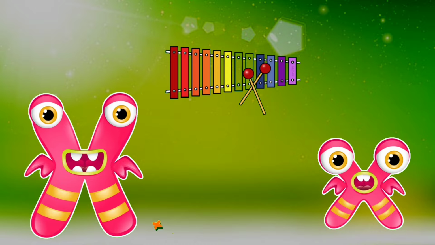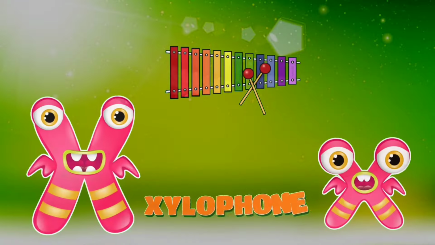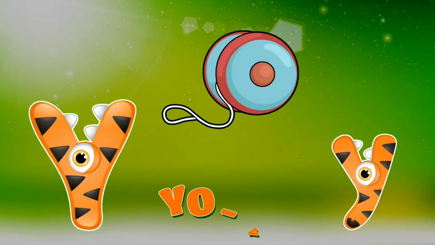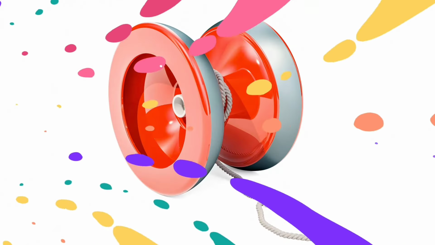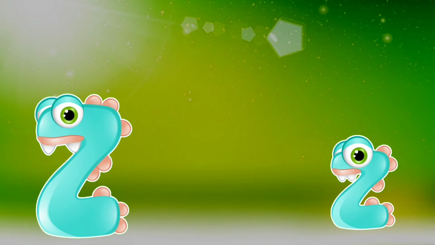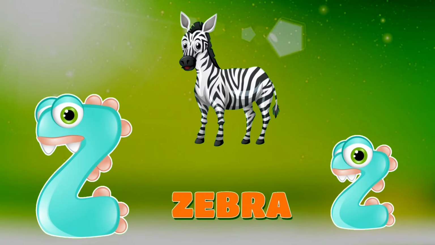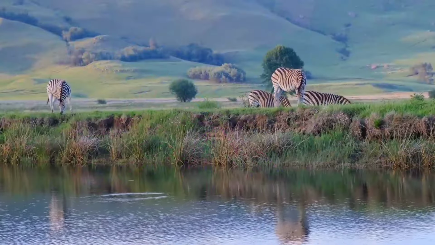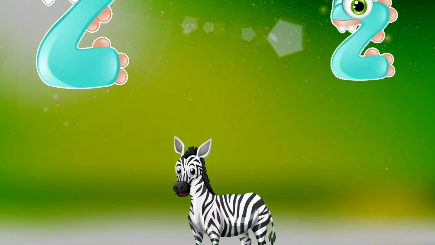X is for xylophone, x, x, xylophone. Y is for yo-yo, y, y, yo-yo. Z is for zebra, z, z, zebra.